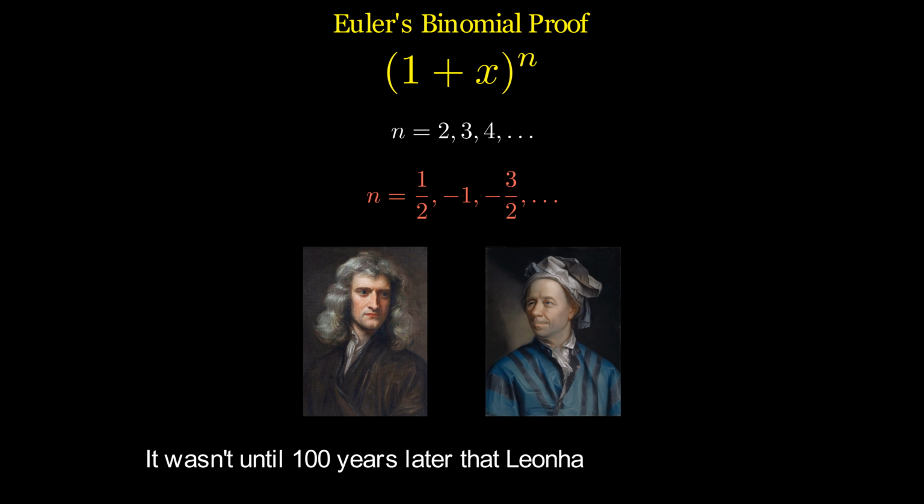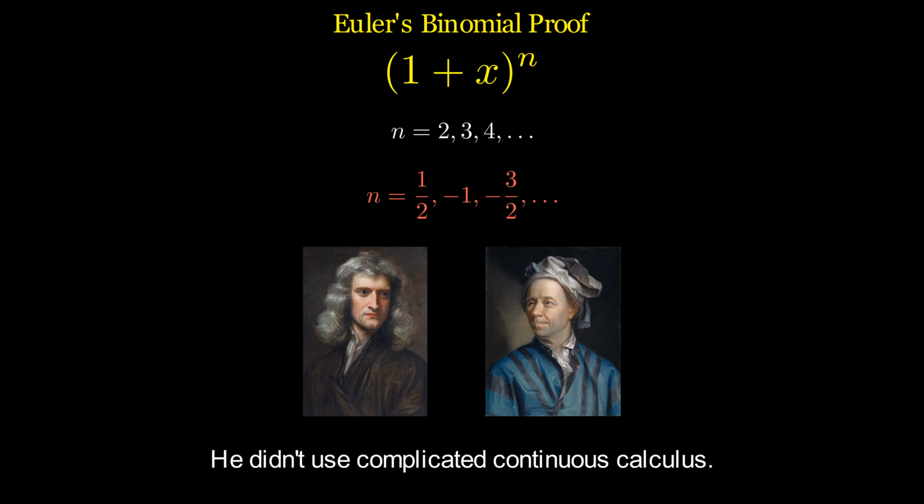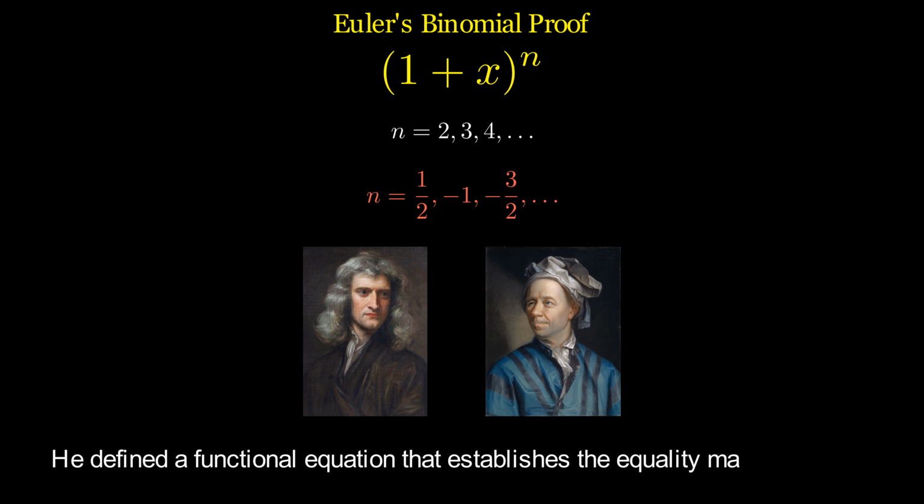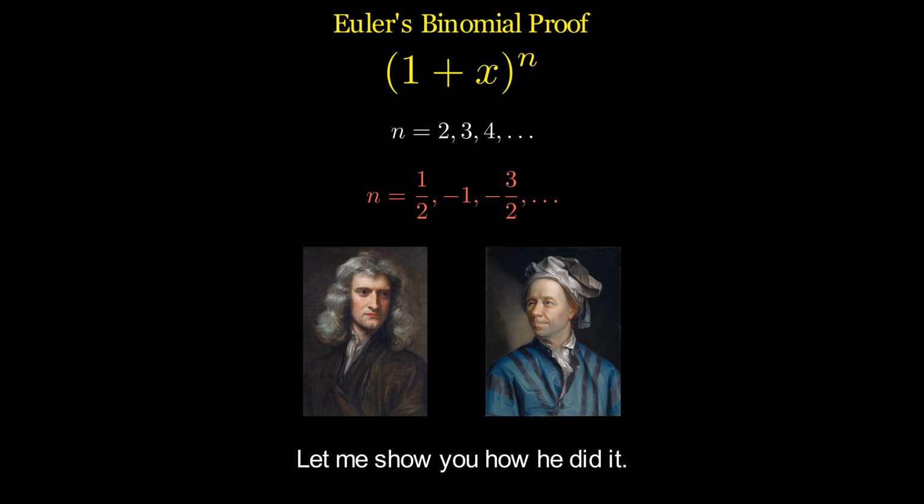It wasn't until 100 years later that Leonhard Euler proved it. And his trick? He didn't use complicated continuous calculus. He defined a functional equation that establishes the equality mathematically. Let me show you how he did it.